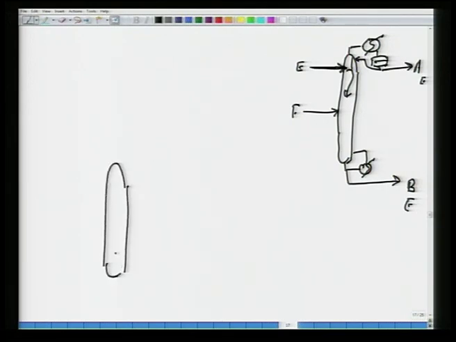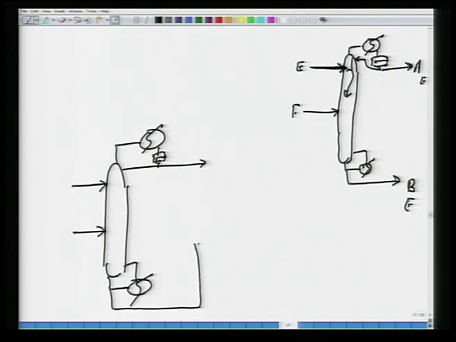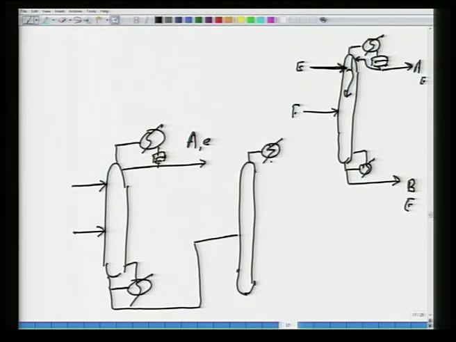You've got the first column where you're having a feed, and then you're having an entrainer. So this will be pure A with a very small amount of entrainer, almost negligible. Okay, and then this goes to my extractive column, and this is my solvent recovery column.